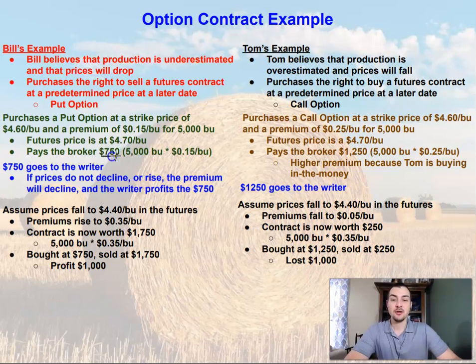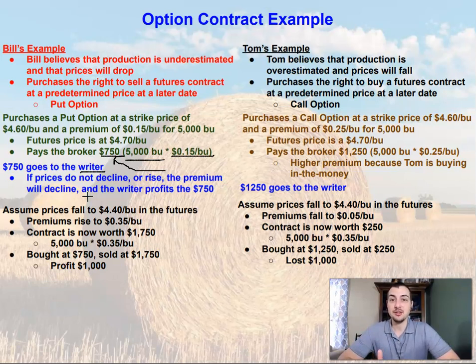He pays the broker $750. That's 5,000 bushels times 15 cents a bushel. So who gets the $750? Well, the $750 goes to the writer of the option. If the prices do not decline, or let's say they rise, the premium will decline and the writer profits the $750. So if the prices move against Bill, the $750 goes to the writer, and that's all that Bill can actually lose.